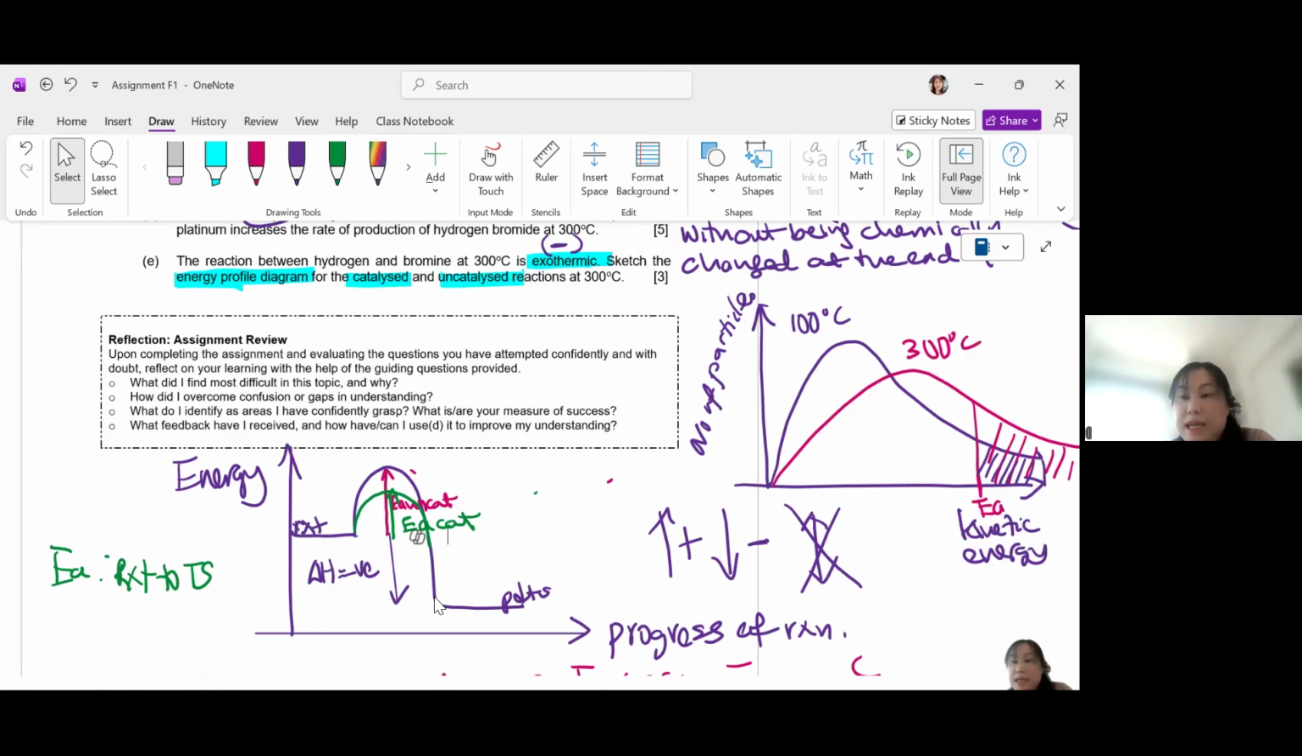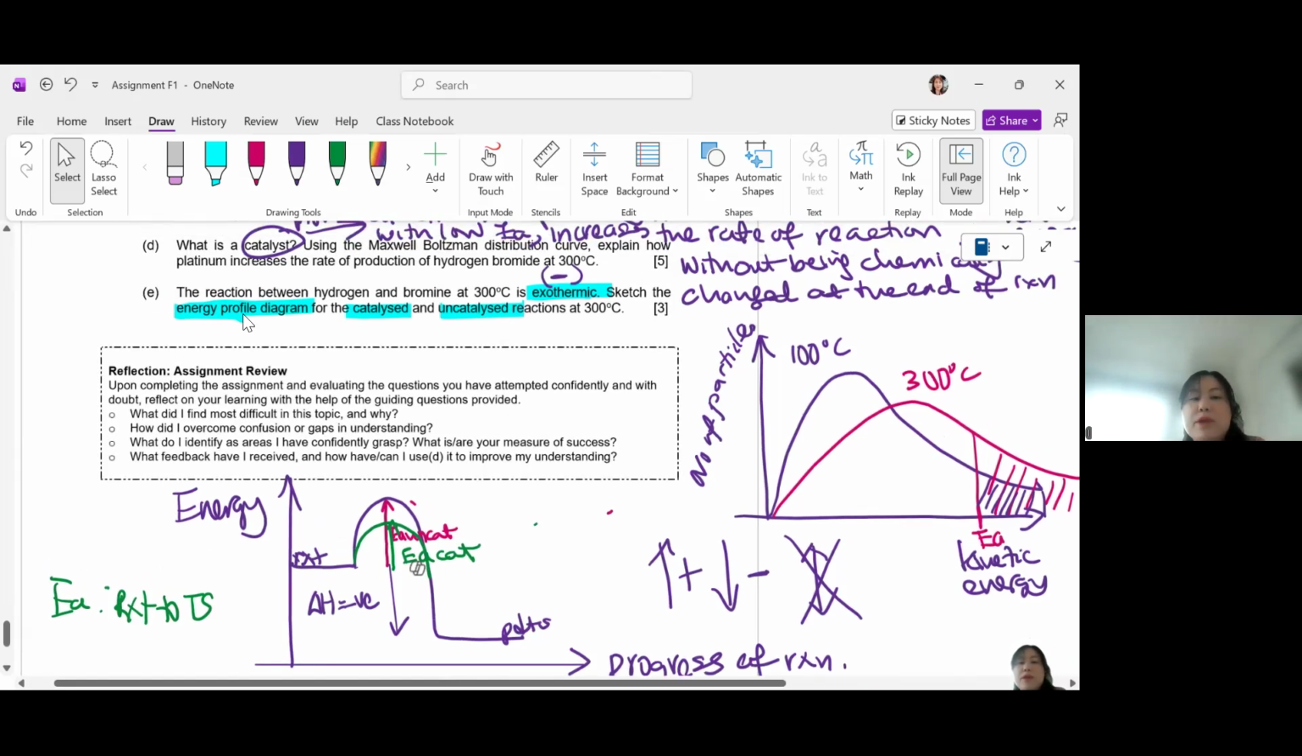The uncatalyzed peak is higher than the catalyzed. The reaction must be exothermic, shown by a lower product than reactants and a downward arrow. And then the activation energy correctly labeled to show that the activation energy with a catalyst is lower, with an upwards arrow. And we need to label our reactants, products, and axes correctly. All right, so that's the energy profile diagram.